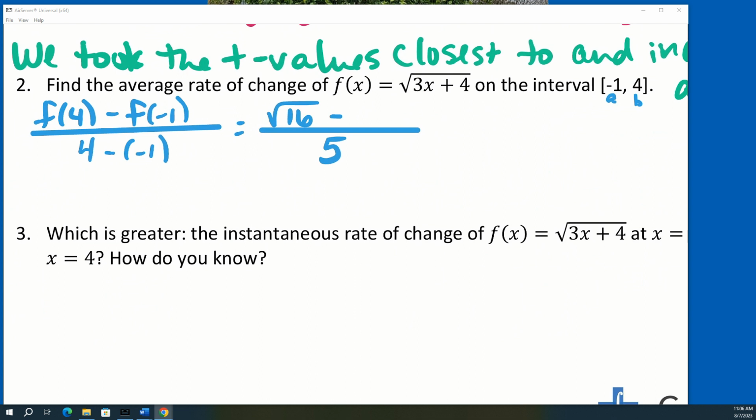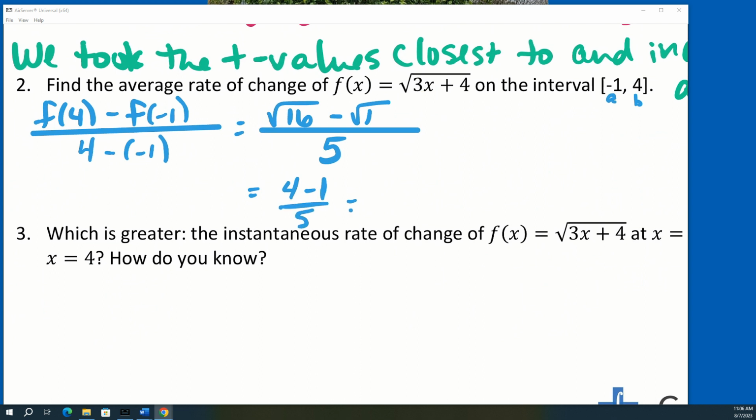Plug in -1 for x, this number here. What would you get under the square root? 1. What is the square root of 16? All right, and the square root of 1? You guys know the square root of 1. Thank you. You're saying it so quiet.